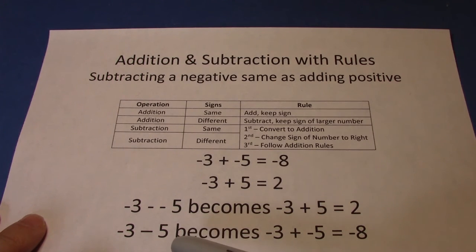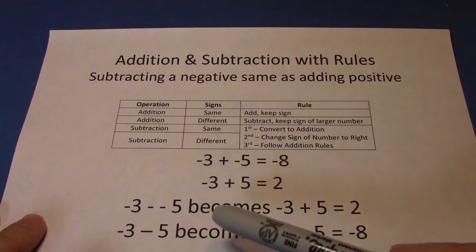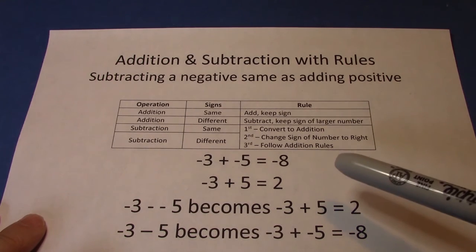Alright, the rule is the same when it comes to subtraction, whether the signs are same or different, but we'll do an example of each one. The rule is, first thing you do is change from subtraction to addition, then change the sign of the number on the right, and then follow the addition rules.